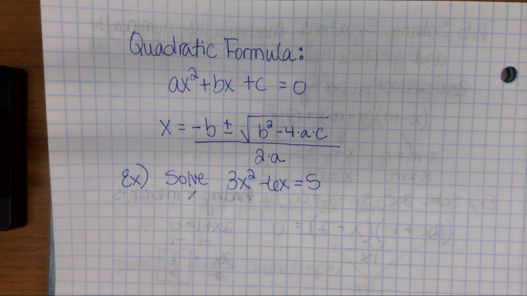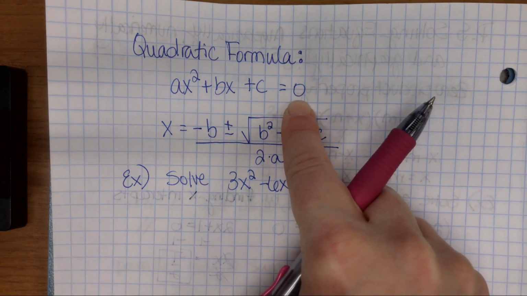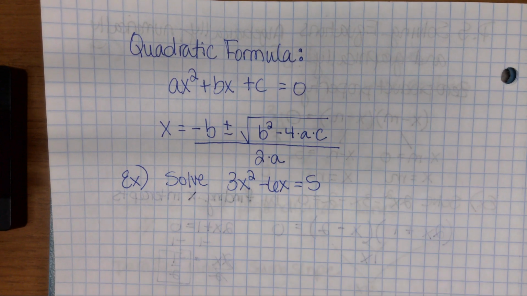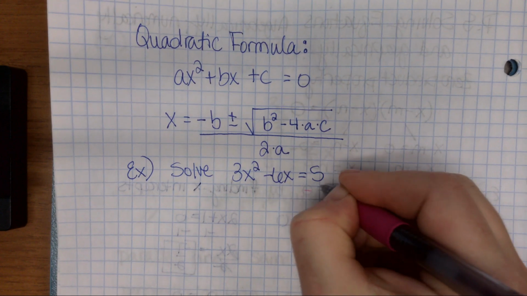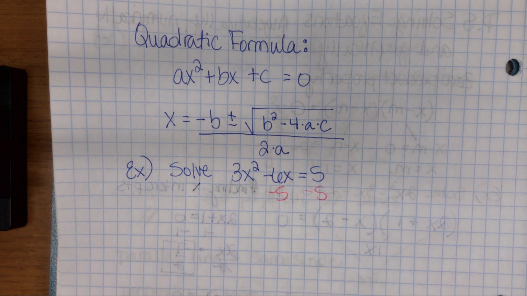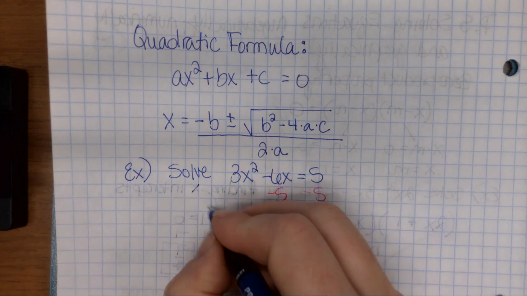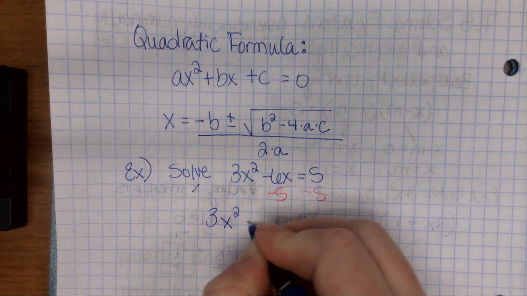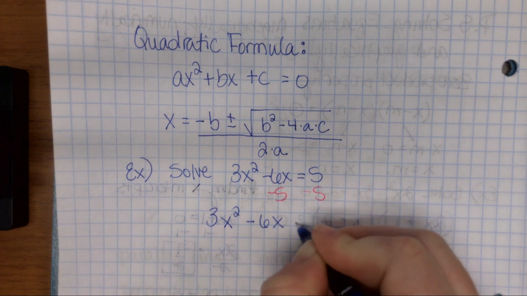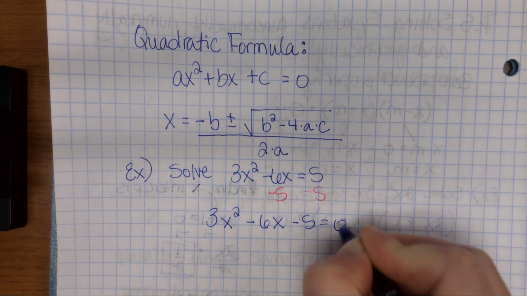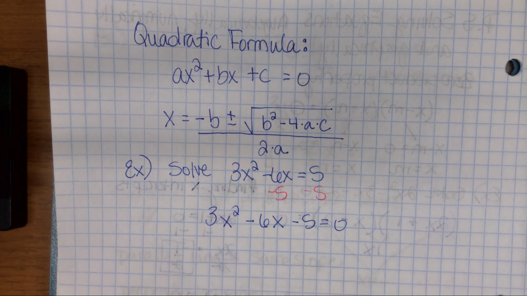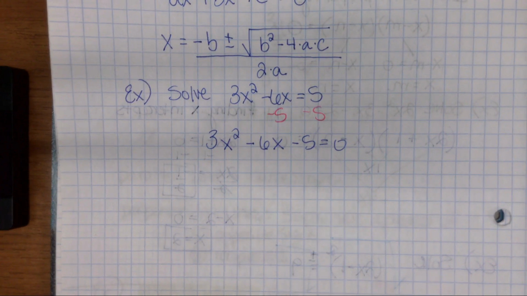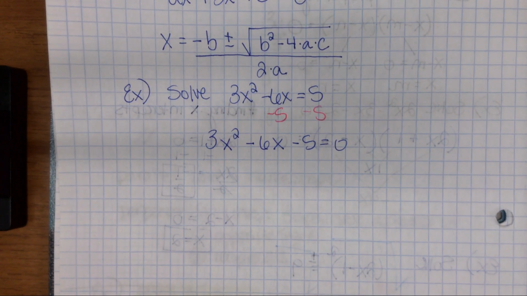Okay, what do you notice? Not in the right form. Let's move that 5. So now we have 3x squared minus 6x minus 5 equals 0. Now I'm going to tell you how I would break it up, because if there are nice square roots at some point, you might want to simplify them.